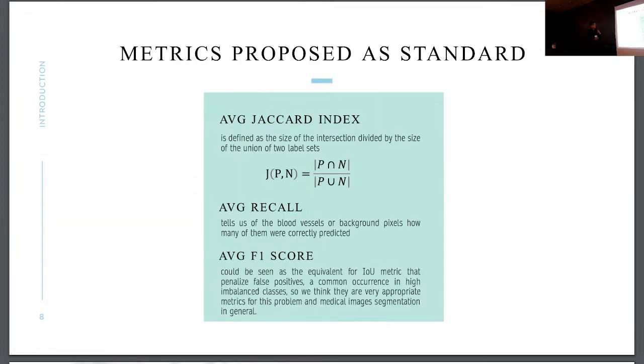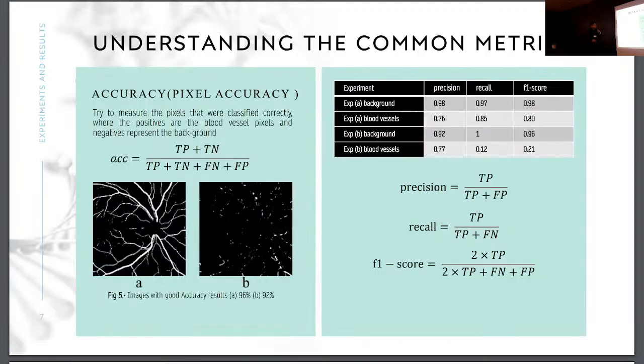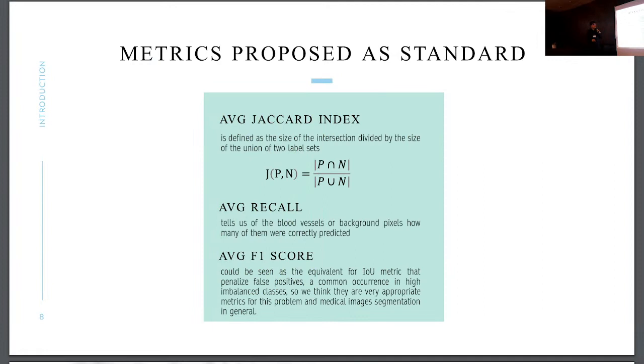So I propose here different metrics that I propose also to be used from here onwards for these kinds of problems of blood vessel segmentation. It is the average Jaccard index that basically takes into account both classes, whether it is background or vessel, and as the other metrics had good results here but will not always work for both classes, I propose to take the average.